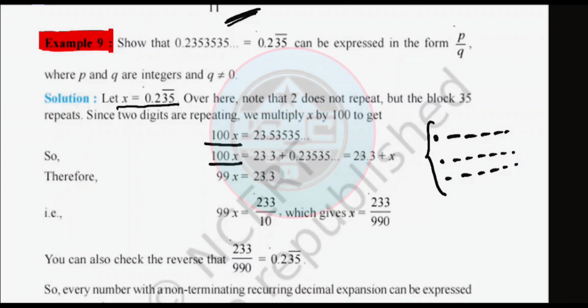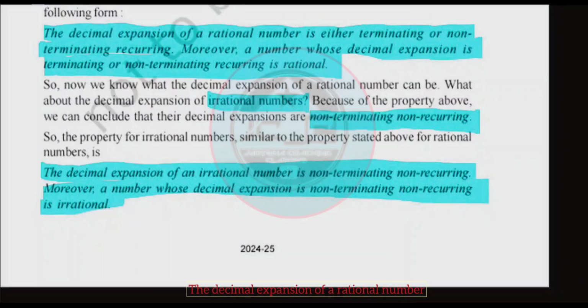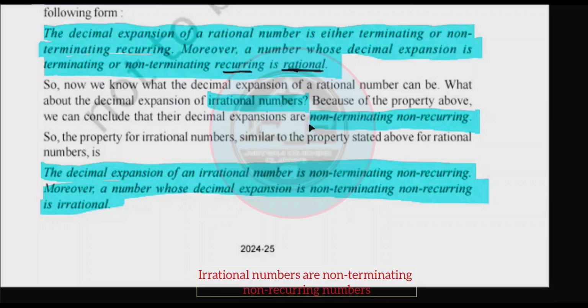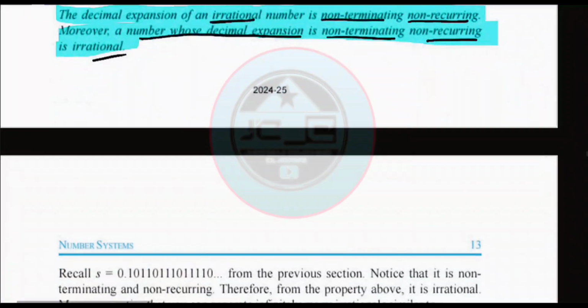Okay. Let's move to the conclusion that we get from here. The decimal expansion of a rational number is either terminating or non-terminating, recurring. Moreover, a number whose decimal expansion is terminating or non-terminating, recurring is rational. So what are irrational numbers? Irrational numbers are non-terminating, non-recurring numbers. So the decimal expansion of an irrational number is non-terminating, non-recurring. Moreover, a number whose decimal expansion is non-terminating, non-recurring is irrational, right? I hope you got it.